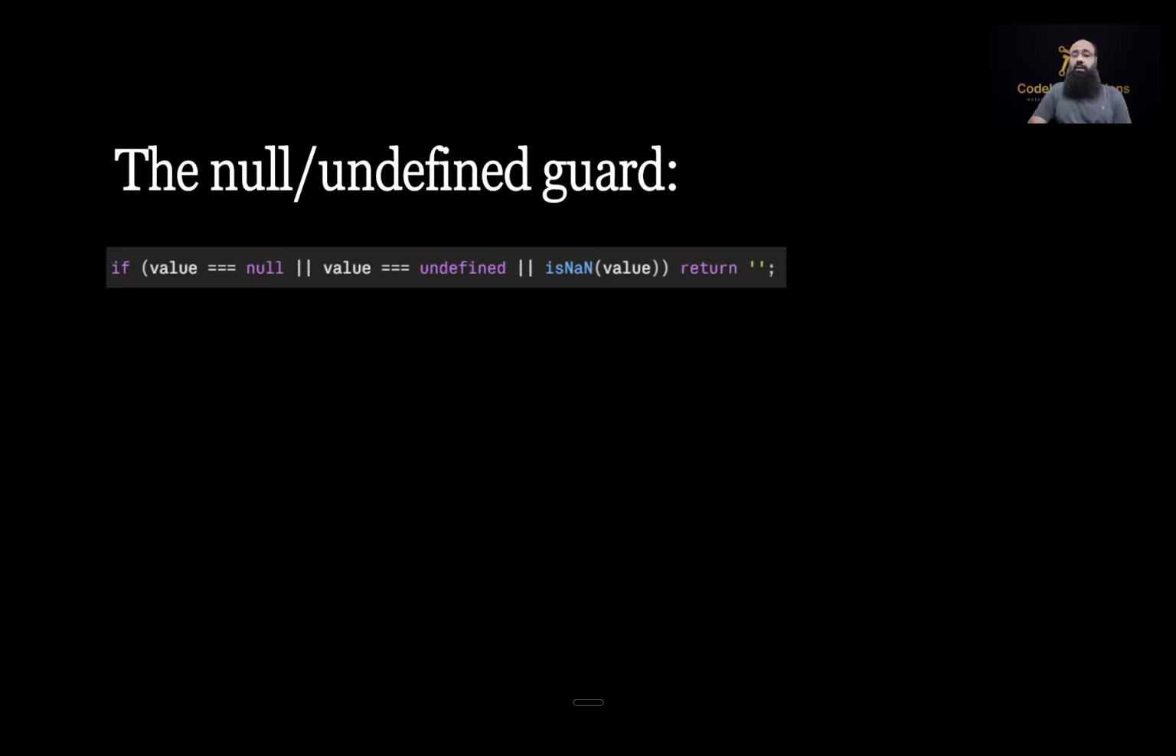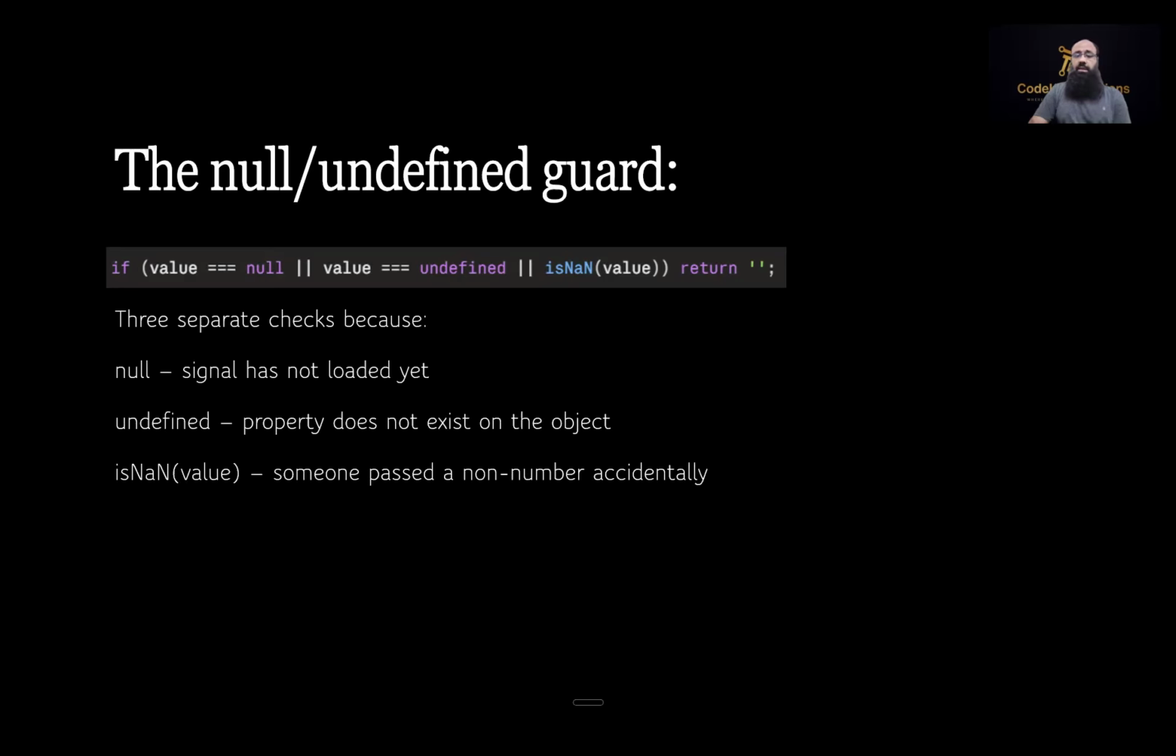And you can see the null and undefined guard is there. If the value is null, undefined, or not a number, it's going to return empty. These separately check for these three things. If the signal is not loaded yet, null is sent, and it's going to return an empty value. The same happens for undefined. And if someone passes a non-number accidentally, it again returns empty. So all three return an empty string, and the template shows nothing rather than Rs NaN or crashing.